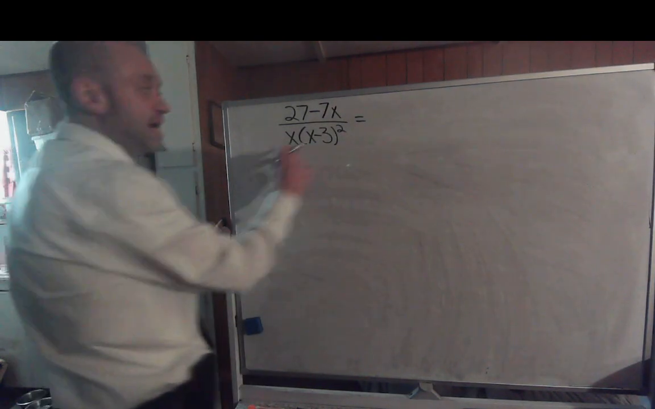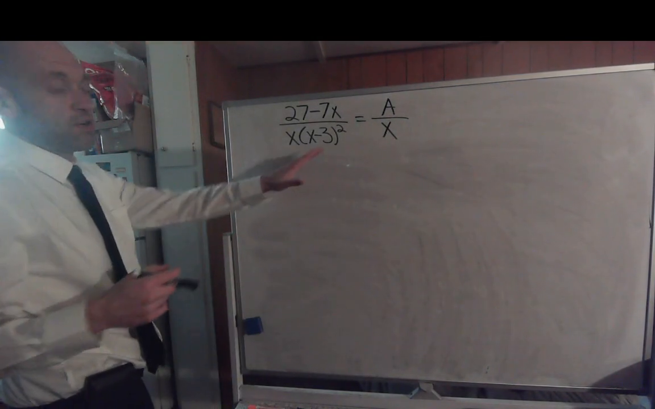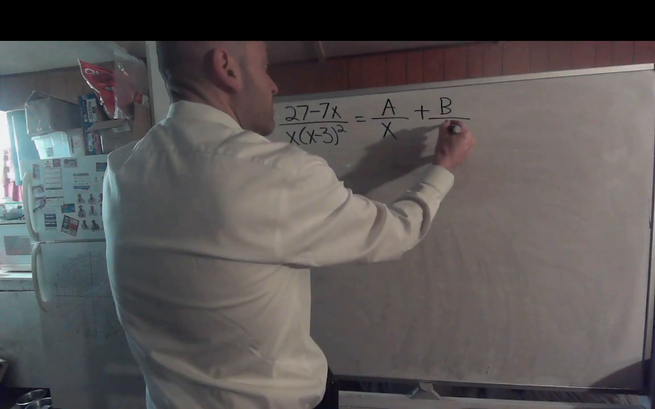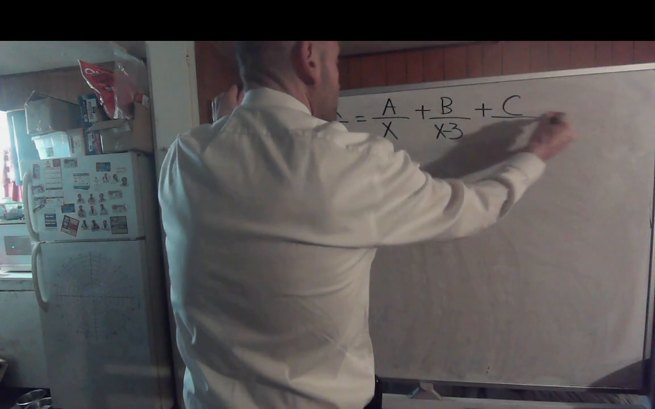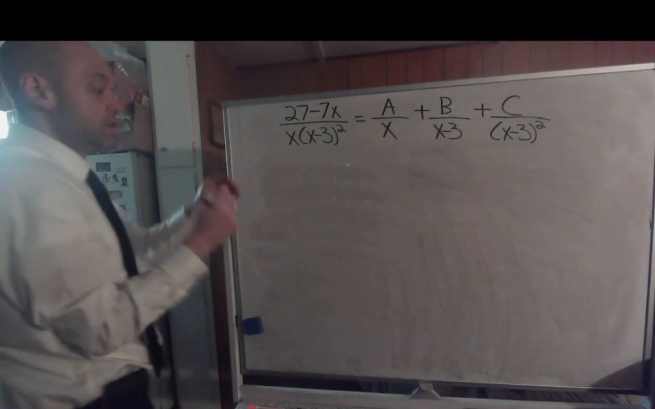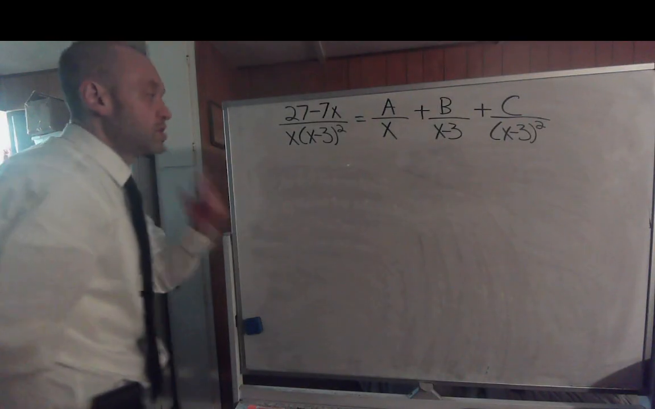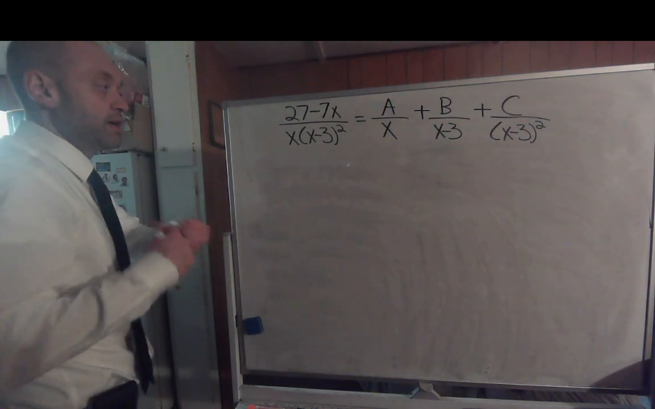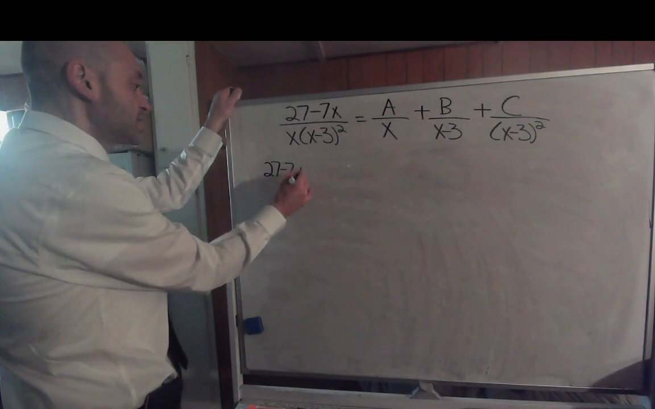Well, you could still take an A over that non-repeating factor of x, but then you're going to focus on the x minus 3 squared part. That'll be plus B over x minus 3 raised to the first power plus C over that x minus 3 raised to the second power. So now you have the setup for your partial fraction decomp. And of course you need to multiply both sides by the least common denominator here. So if you do that, the left-hand side just turns into 27 minus 7x.